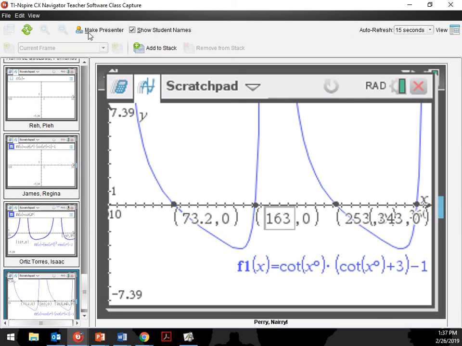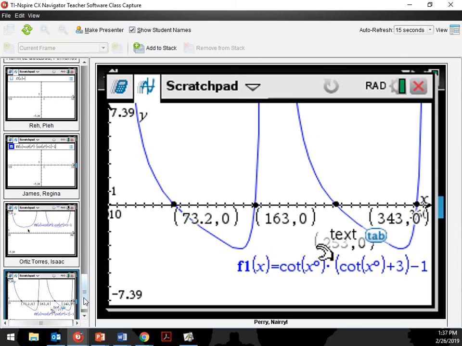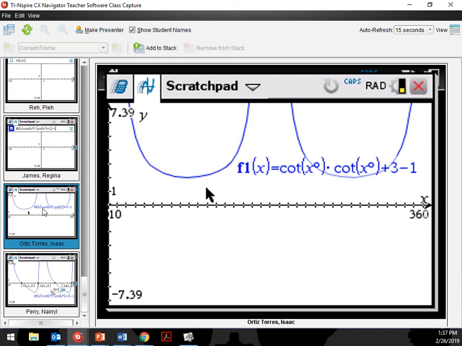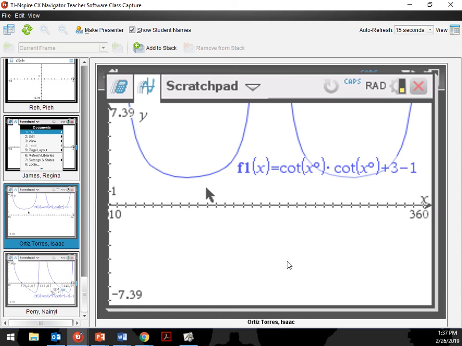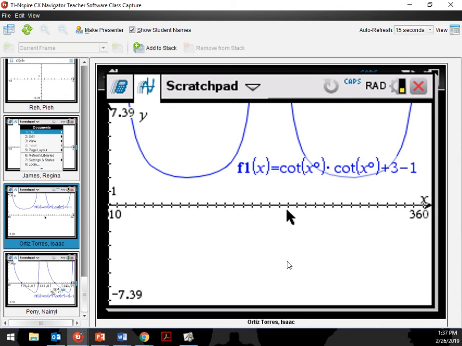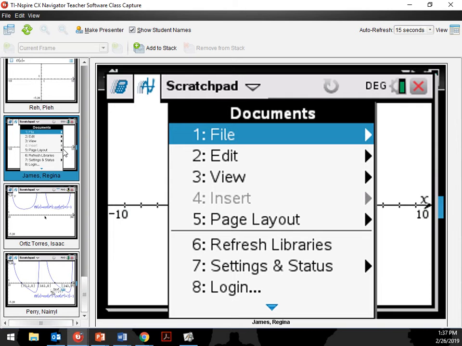Thank you. Okay, who else did we have? This guy. What's wrong with yours? What is the degrees? There's no parentheses. You gotta change, make sure it's in degrees. You gotta have parentheses around your cotangent plus 3. And yours is fine, but you have to change your window.